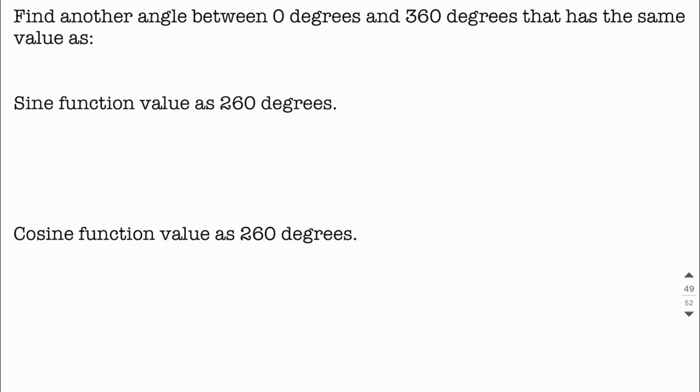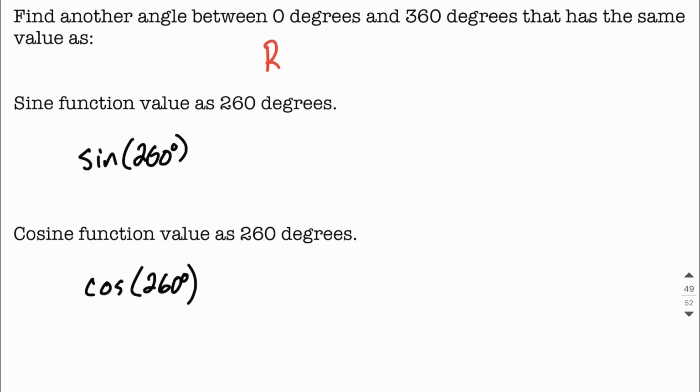In this example, what we're trying to do is find some additional angle between 0 and 360 degrees that's going to have the same value as on part A, it's going to be the sine of 260 degrees. And in part B, it's going to be the cosine of 260 degrees. So they're nice enough to at least give us the exact same angle for both of these. What this all comes down to is understanding a little bit better about reference angles.